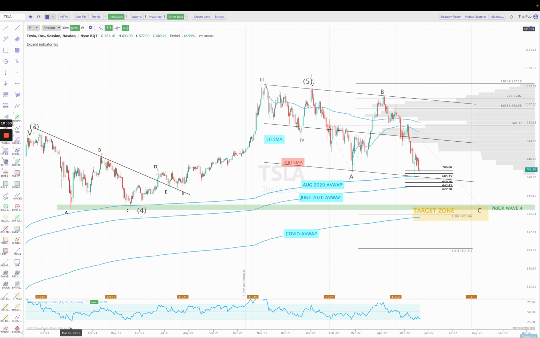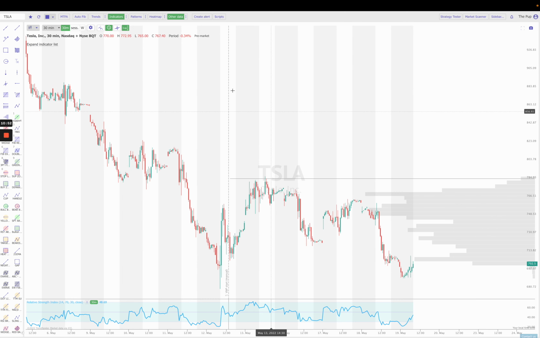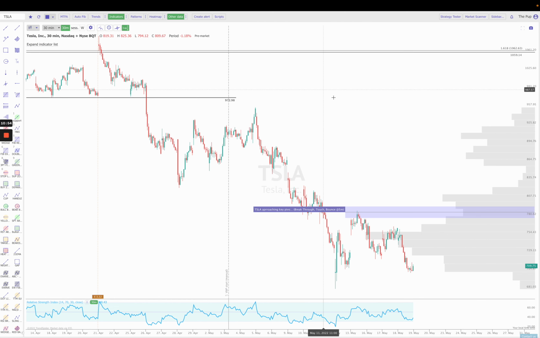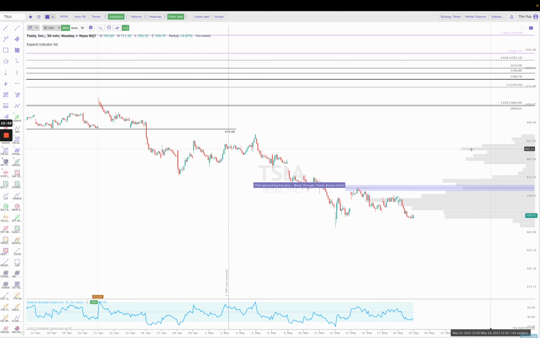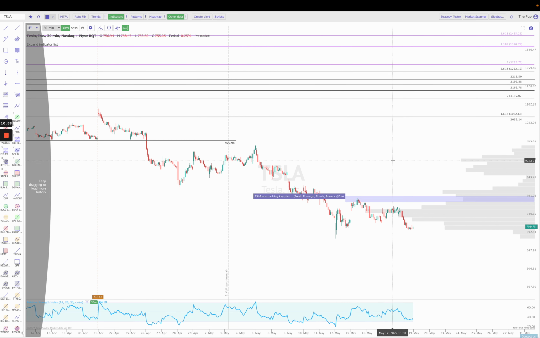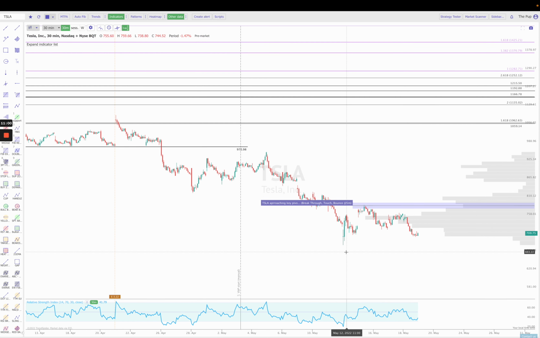So let's just take a quick look at the 30-minute chart. I'm going to take after hours off. And let's see. Yeah, so look, we're already breaking down from a wedge. That's certainly not a good sign. We're already starting to break down here.